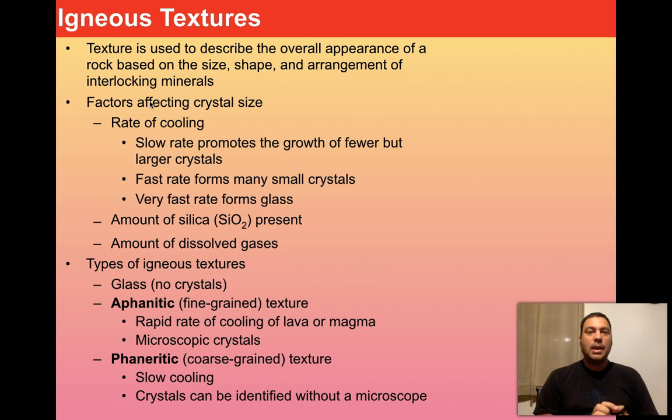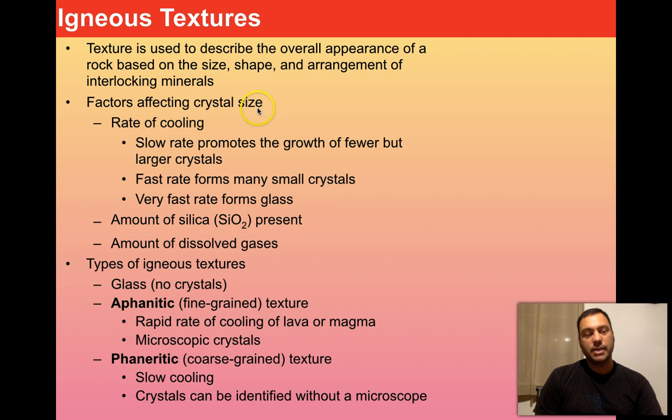So let's take a minute and review what we've been talking about and explain why these features exist and why they behave the way that they do. First off, texture is used to describe the overall appearance of a rock based on the size, shape, and arrangement of interlocking minerals. Okay, we've been talking about that.